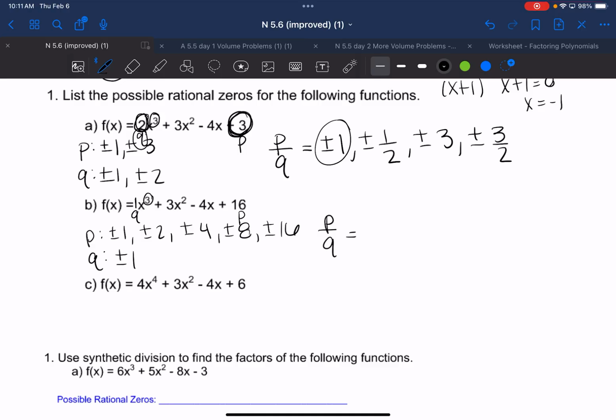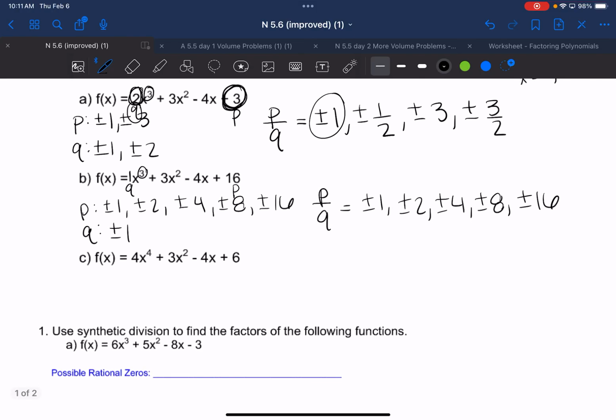Okay, can somebody tell me what our list was that we came up with for part B when we wrote them as P over Q? Somebody want to share one that they wrote down? Good. All right. Anybody else get something else? Plus and minus 2. Good. Anything else? Plus and minus 4. Uh-huh. Plus and minus 8. Plus and minus 16. Nice. Good job. So those are all of our potential zeros.